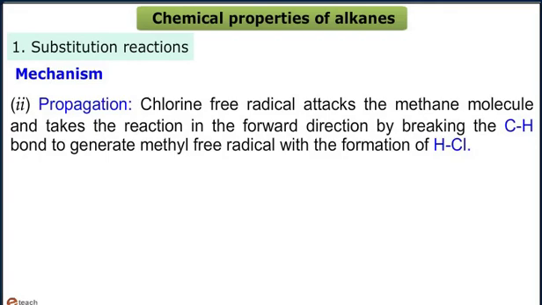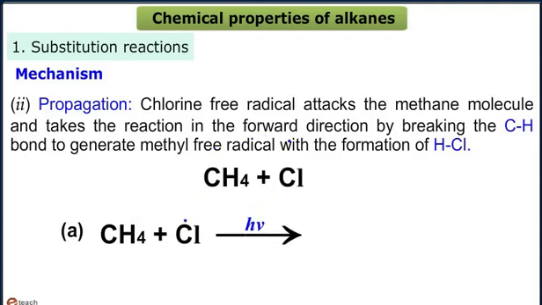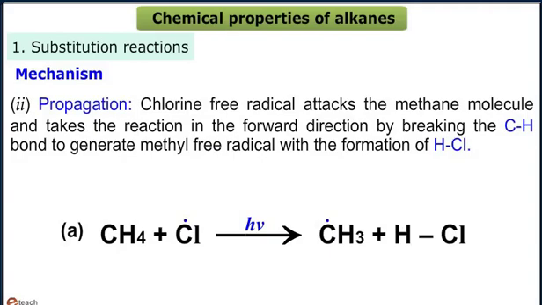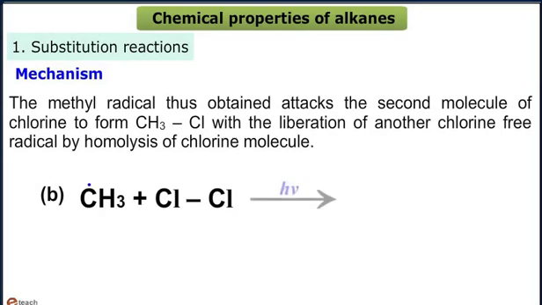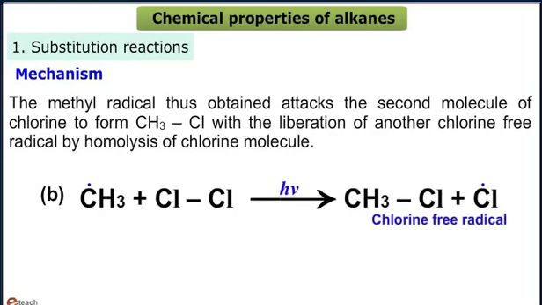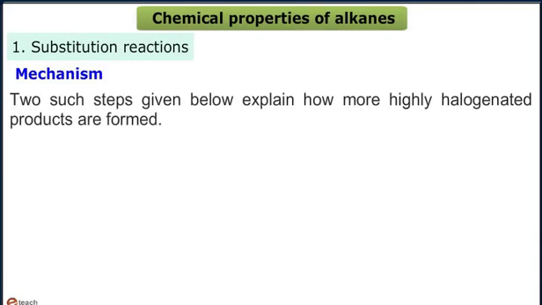The reaction is CH4 plus chlorine free radical in presence of light gives CH3 free radical plus HCl. The second step is methyl free radical plus Cl2 in presence of light gives CH3Cl plus chlorine free radical. Two such steps given below explain how more highly halogenated products are formed.